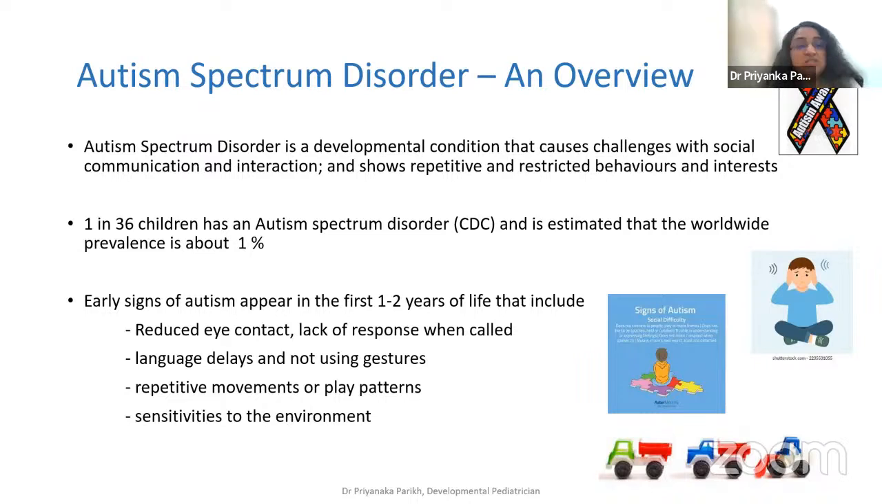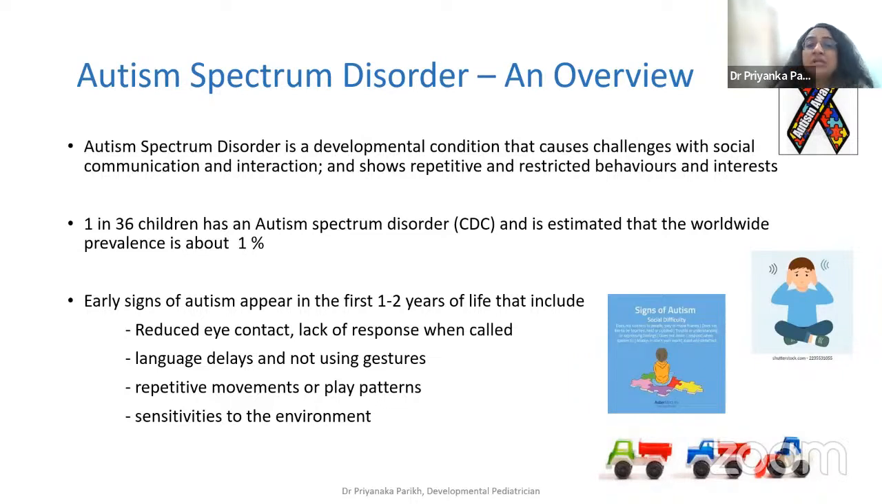But before that, let's look at how big the problem is. The current statistics from the CDC, Centers for Disease Control, is showing a prevalence of 1 in 36 children. And the worldwide estimated prevalence is about 1 in 100. So we are looking at a 1% worldwide prevalence. So it is also a condition which really needs to be identified early, because just like other developmental conditions, we are looking at early identification and early intervention.